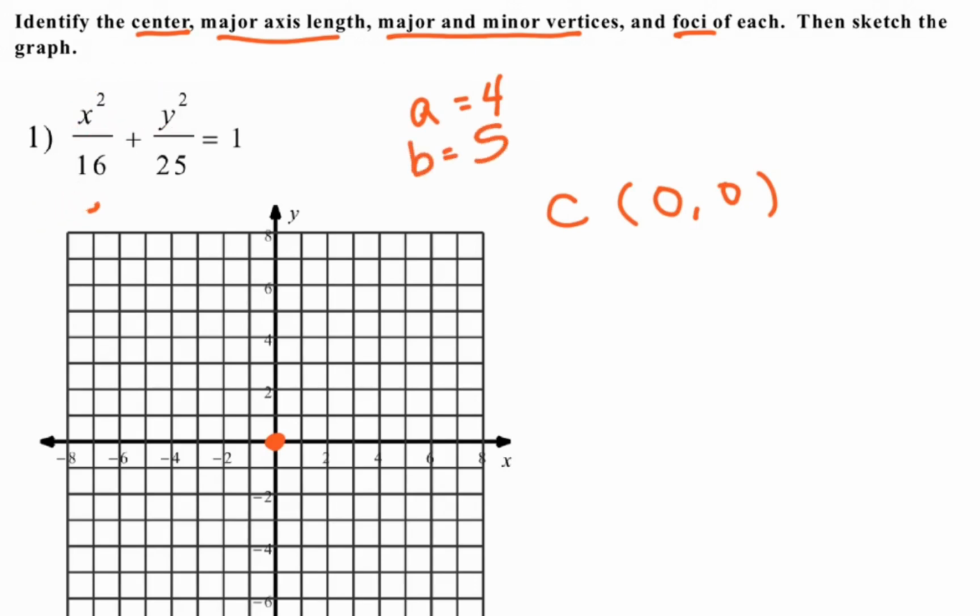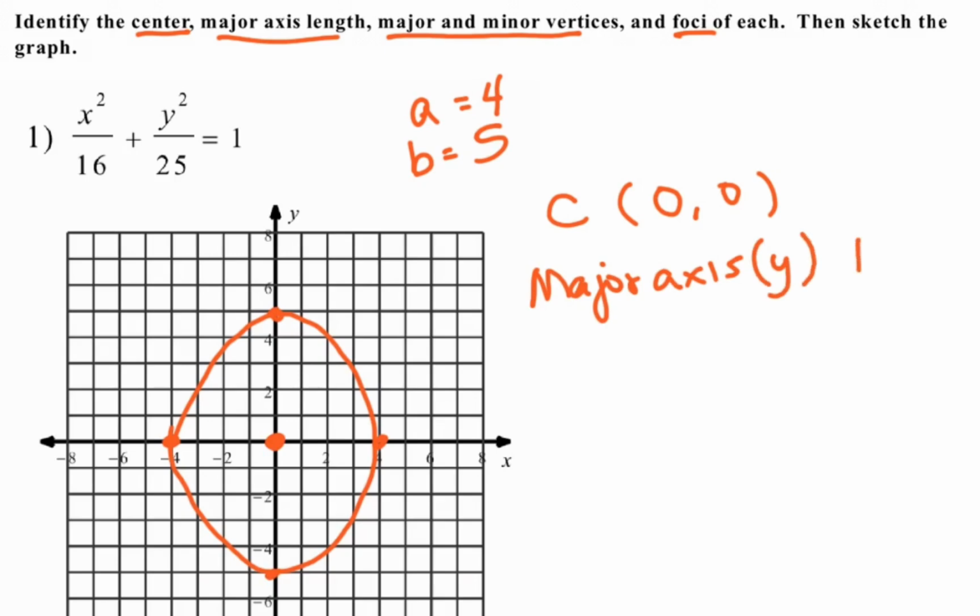And so what that means is that I'm going to go on the x-axis 4 in both directions. And I'm going to go on the y-axis 5 in both directions. And when I connect it, that's my ellipse. Now keep in mind you're not doing a diamond here. It's really hard to do a freehand ellipse very well, but do the best you can. So our major axis is the y. And how long is it? It's 10 because it's 5 in both directions. Okay, that's the major axis length.